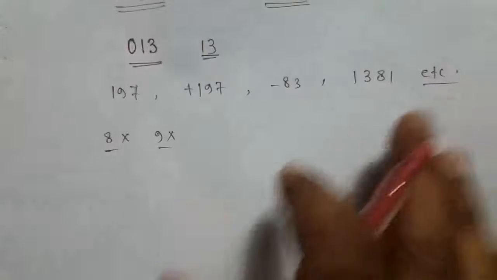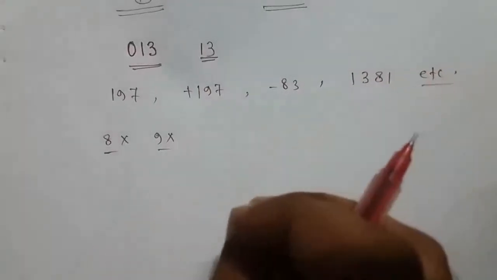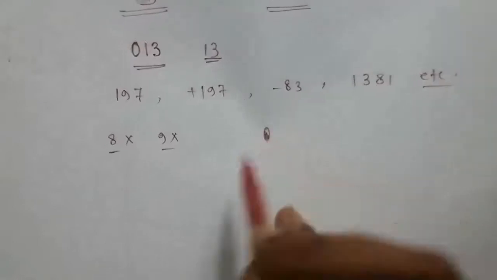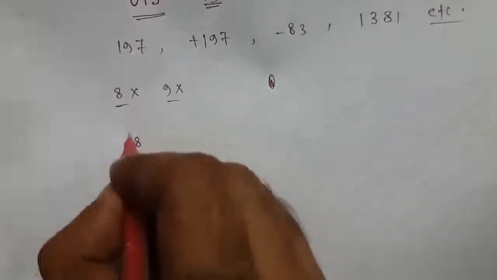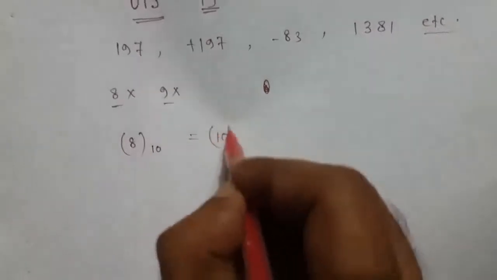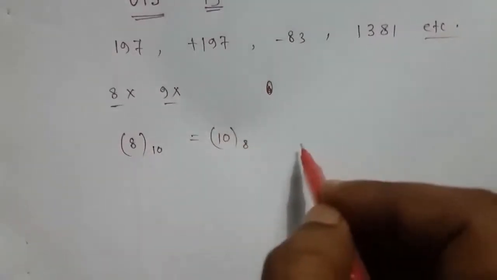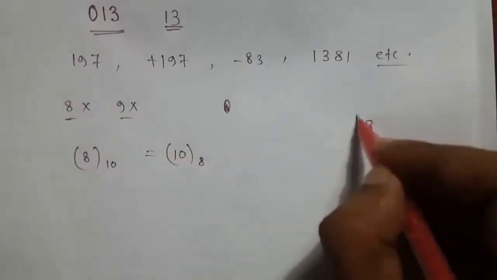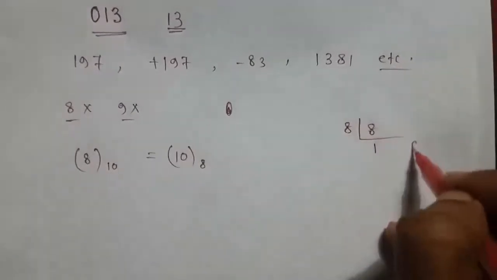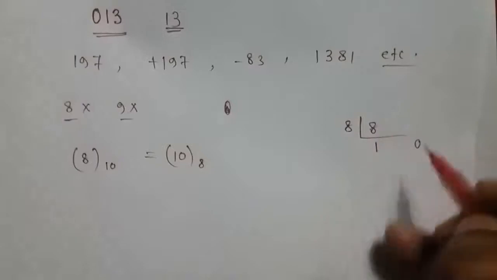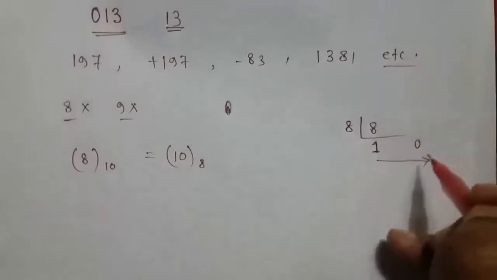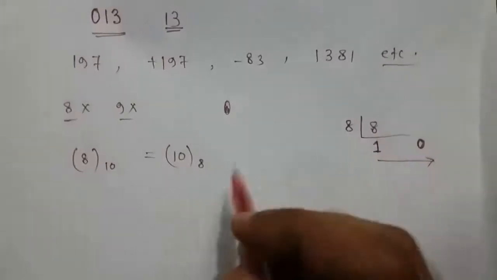So an octal number is represented with 0 at the beginning, isn't it? Suppose, for example, I write 8 in the decimal number system. What is the value of 8 in the octal number system? It is 10. How? Divide 8 by 8, the division process. 8 ones are 8, remainder 0. And no other division is possible. So this is the most significant digit and this is the least significant digit: 10. So 10 in octal.